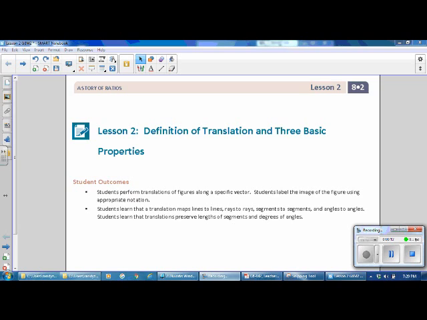Students perform translations of figures along a specific vector. Students label the image of the figure using appropriate notation. Students learn that a translation maps lines to lines, rays to rays, segments to segments, and angles to angles. Students learn that translations preserve lengths of segments and degrees of angles.